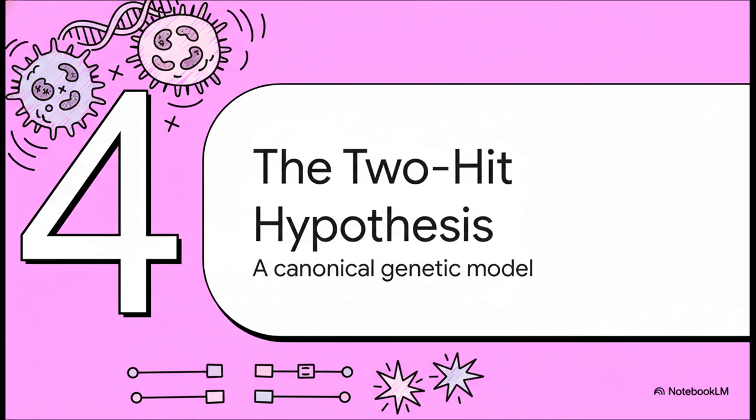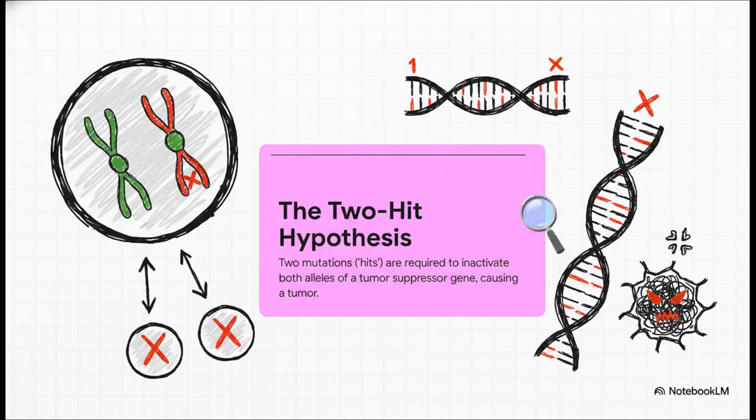All right, this brings us to the canonical genetic model that explains the inheritance patterns associated with these genes. This is the two-hit hypothesis proposed by Alfred Knudson. It states that 2 separate mutational events, or hits, are necessary to inactivate both alleles of a tumor suppressor gene, which is a required step for tumorigenesis.